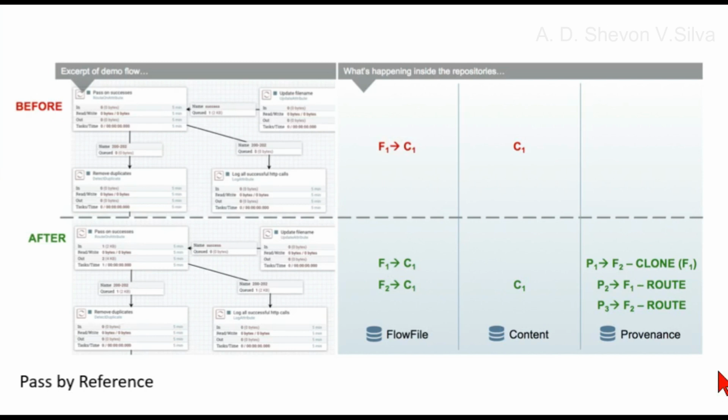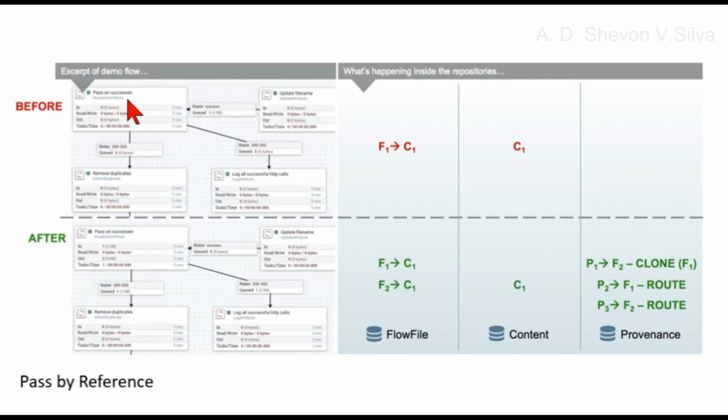after Invoke HTTP, there is a RouteOnAttribute processor that routes flow files with the successful status code attributes to different processors. Those that are unmatched are dropped by the RouteOnAttribute processor because it is configured to auto terminate any data that does not match any of the routing rules.